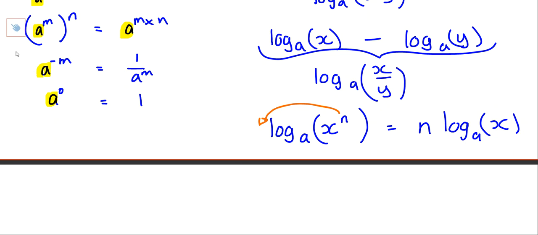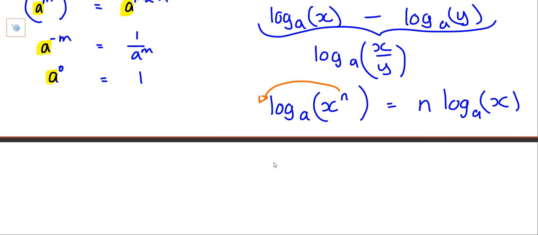Now, log to the base a of a equals... 1. Do you remember what we were doing before? We were saying how it's an inverse, isn't it? So log to the base a means a to the power of. What I'm trying to solve is the power, so I'm saying a to the power of 1 is a.